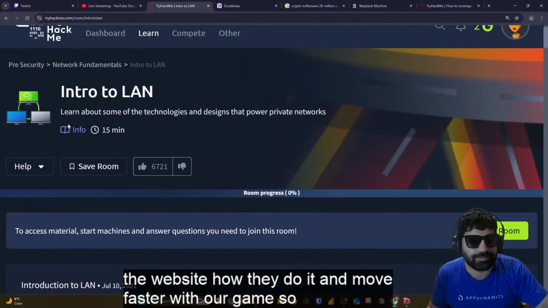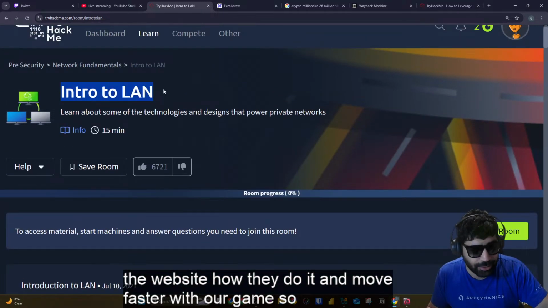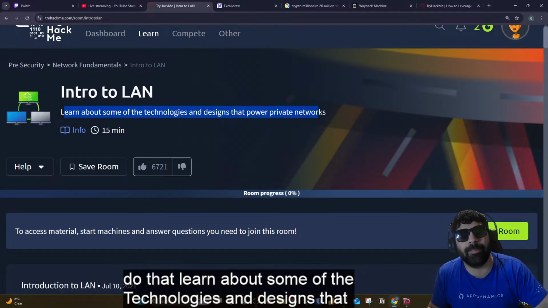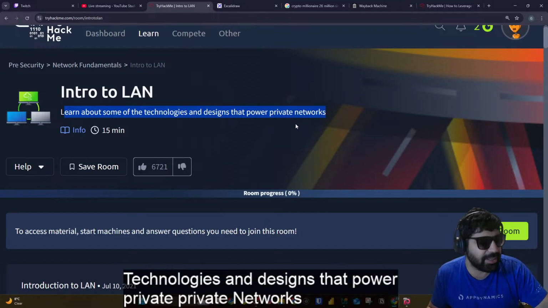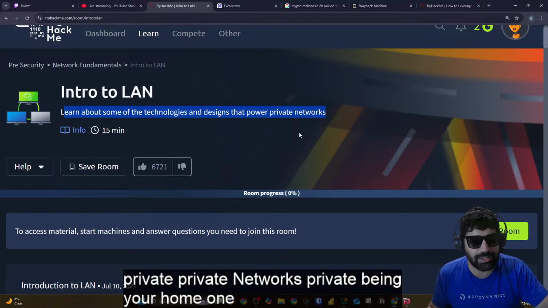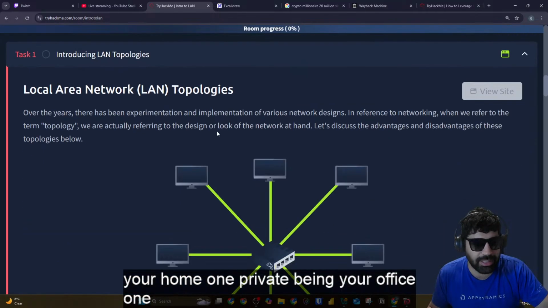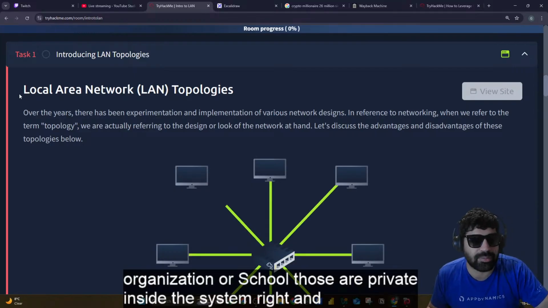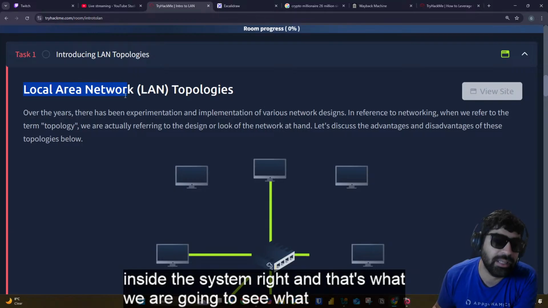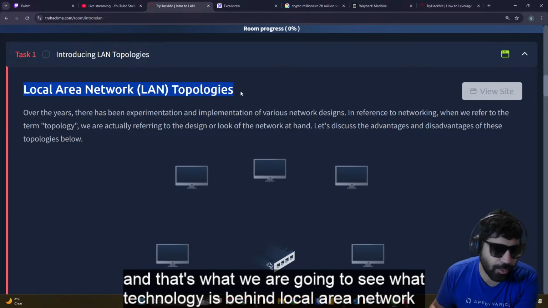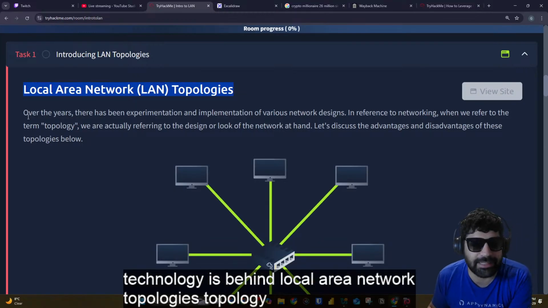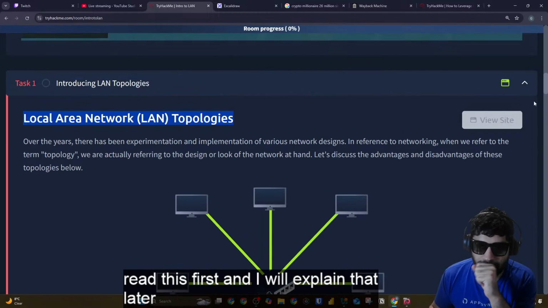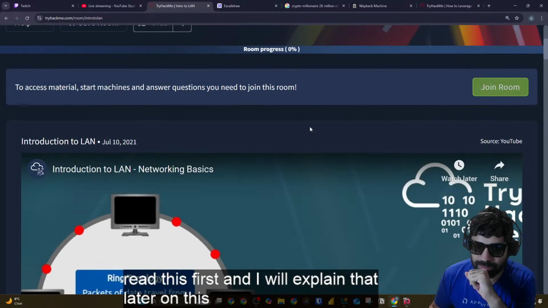Intro to LAN. Learn about some of the technologies and designs that power private networks. Private being your home, your office, or your company's organization or school. Those are private inside the system, and that's what we are going to see, what technology is behind. Local area network topologies. Let's read this first and I will explain that later. One second, let me join this room.